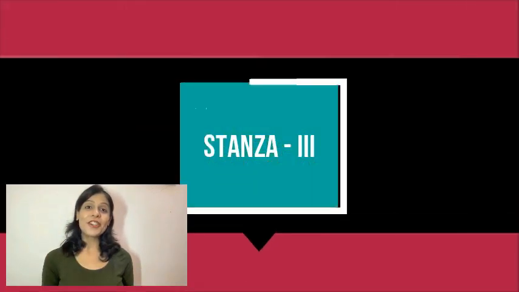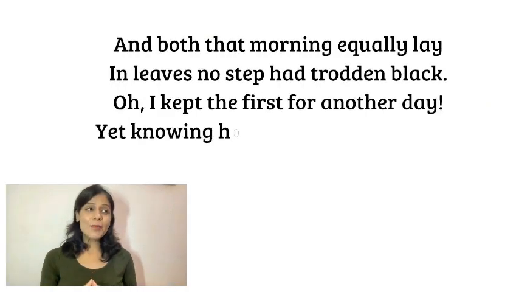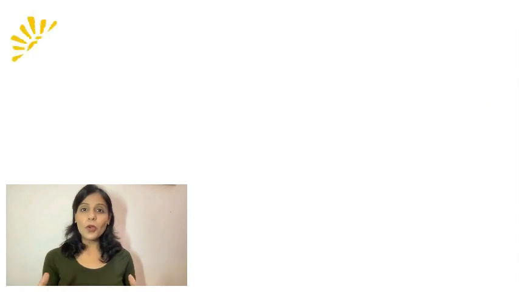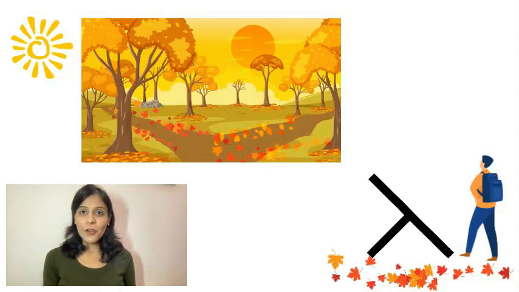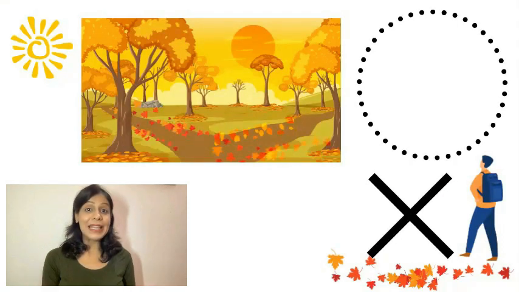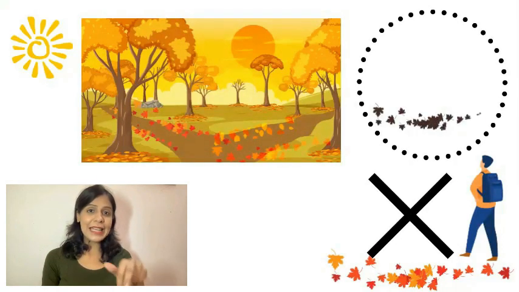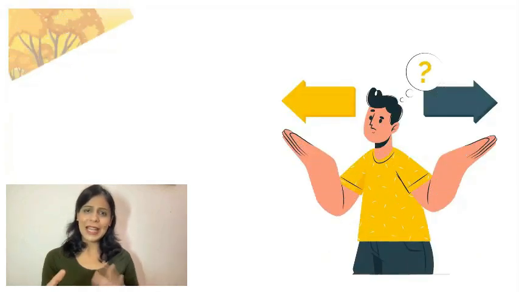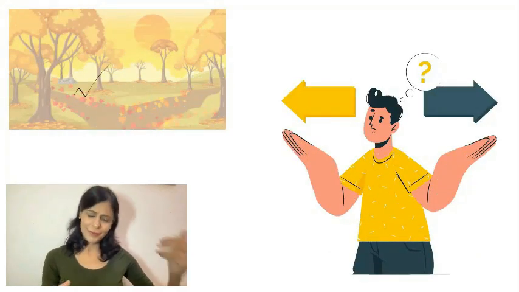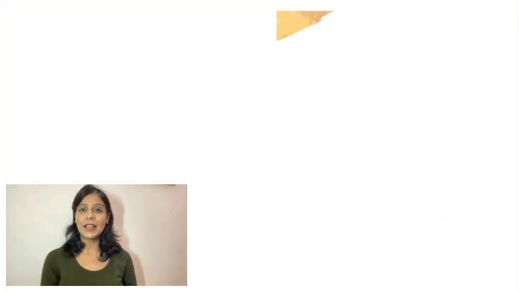Let's move on to the third stanza. That morning, both the roads were covered with leaves. No traveler had gone by them so far. Neither of them had been made black by any treading, walking on them. The poet decided to go by the second road and kept the first one for another day.